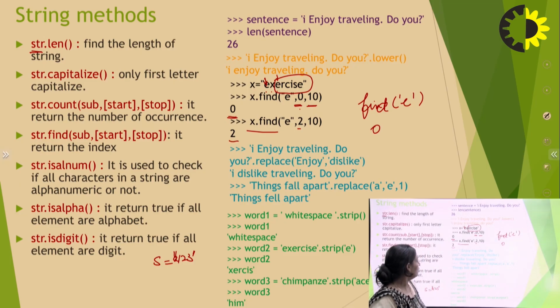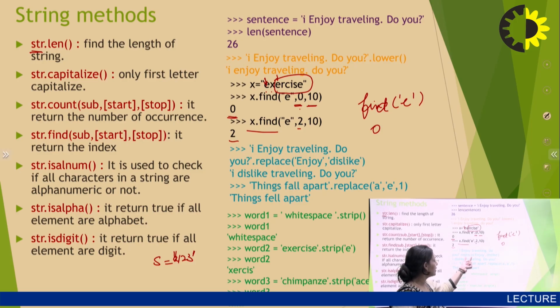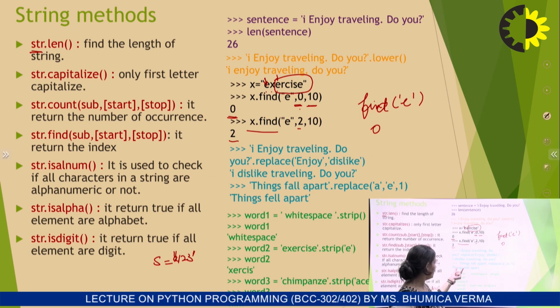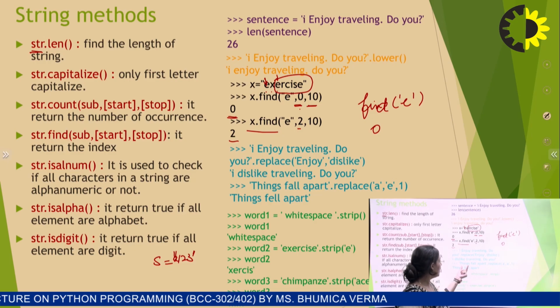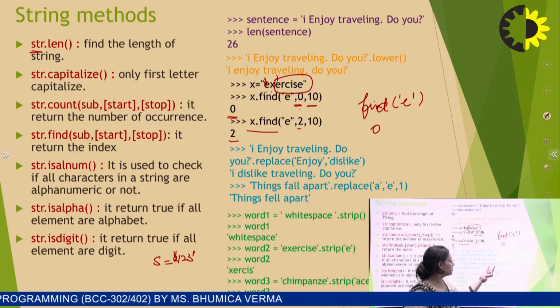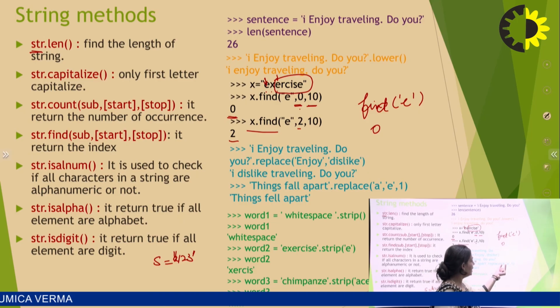Okay, now the next function will be the replace function. The replace function is basically the replacement of some substring of the string with some other string. Here I want to replace the string enjoy with dislike. So in the output, it becomes I dislike traveling, do you? So this enjoy will be replaced with dislike. In this example, things fall apart, dot replace, that means this string needs a replacement. Replacement of what? A to E.